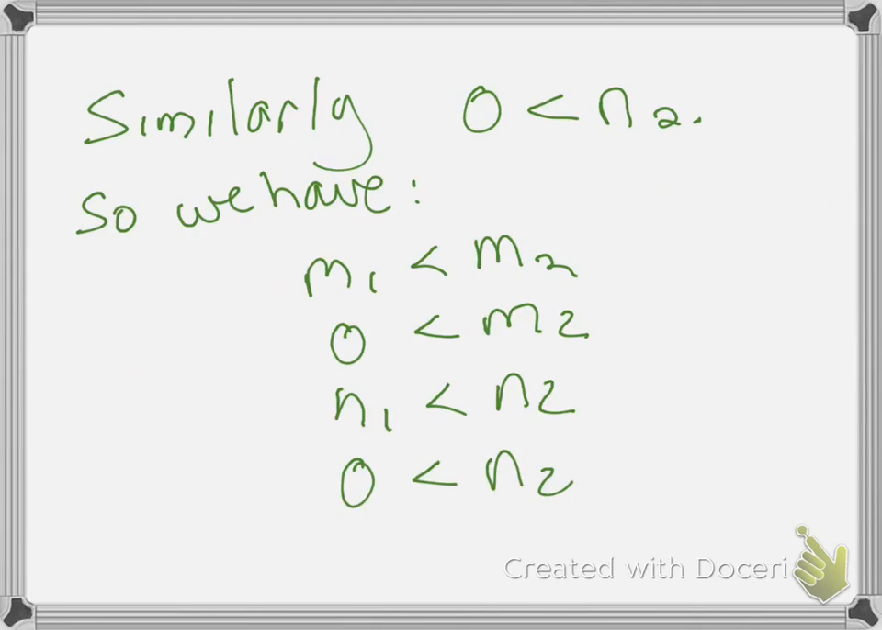Now, just in case we need it, we can observe that the same argument would apply to n2, so n2 is strictly greater than 0. So here are the inequalities that we have to work with. Namely, m1 is less than m2, and m2 is positive, n1 is less than n2, and also n2 is positive.